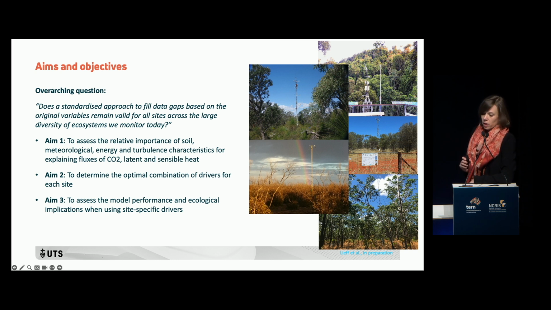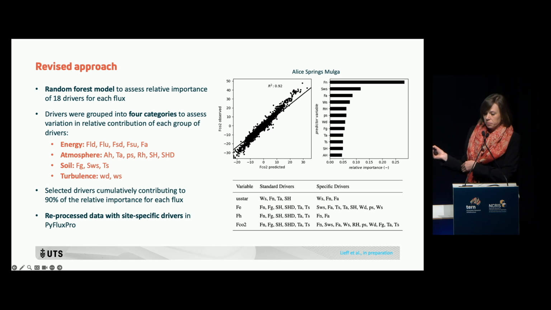The first one is that we wanted to look at what's actually driving the fluxes. So we have made four groups: soil, meteorological drivers, energy, and turbulence characteristics, and we want to see which groups dominate which flux. And then in the next aim, we want to look at the optimal combination of drivers for each site specifically. And then lastly, we assess the model performance and the ecological implications if we do not use just the standard set of drivers to fill our data gaps, but the site-specific drivers.